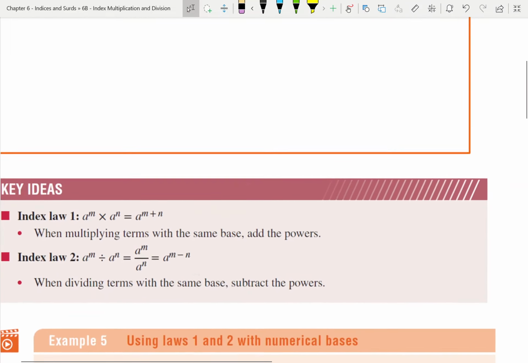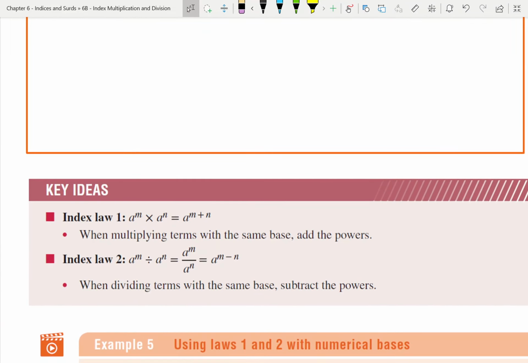So here are our key ideas, just 2 dot points. These are our two index laws. Index law 1 is looking at the multiplication of indices. If we have two numbers with the same base, it's very important, something like 2 squared times 3 squared, we can't do anything about. But if it's 2 squared times 2 squared, those have the same base. So this is what we're looking at, not this. When multiplying terms with the same base, you just add the powers.